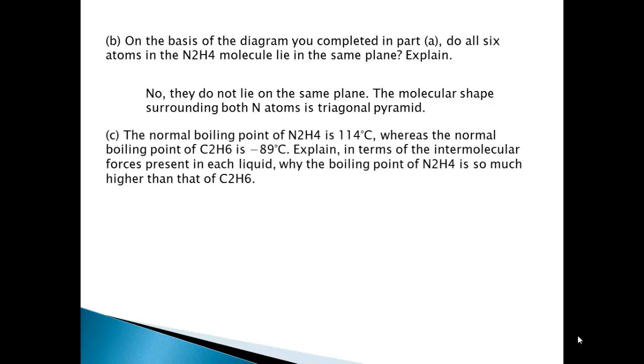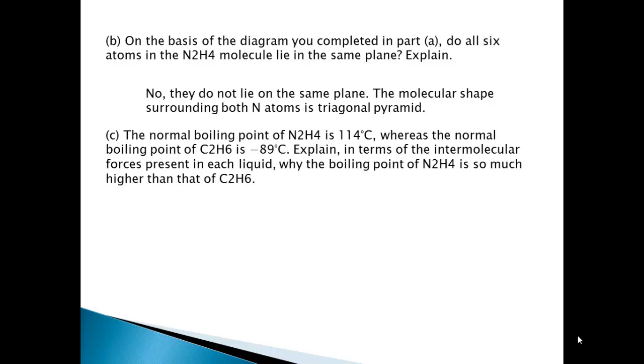Alright, for part C, the normal boiling point of N2H4 is 114 degrees Celsius, whereas the normal boiling point for C2H6 is negative 89 degrees Celsius. Explain, in terms of intermolecular forces present in each liquid, why the boiling point of N2H4 is so much higher than that of C2H6. And the basic reason for that is that N2H4 has more intermolecular forces.